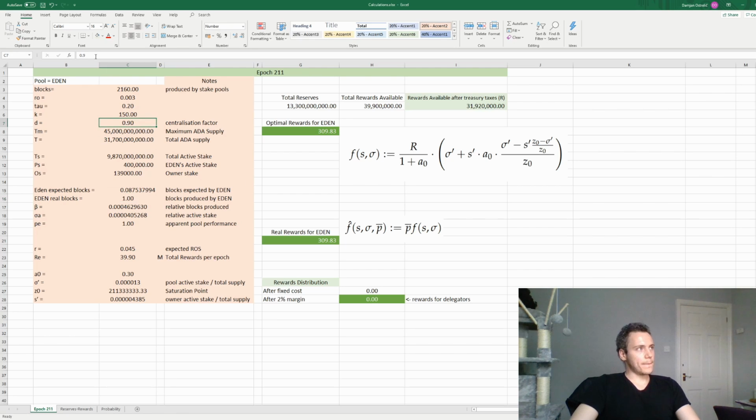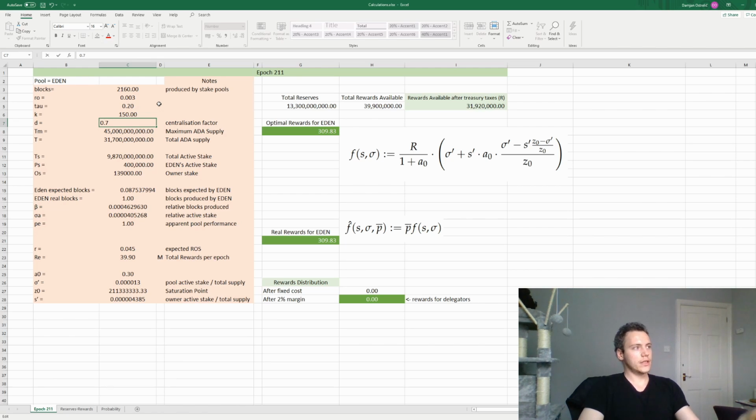Now, this is because of the condition where the apparent performance is set to 1 when d is greater or equal than 0.8. If this pool was to create a block, get lucky with an assignment, when the d parameter is less than 0.8, 0.7, for example, what do you think is going to happen to the rewards? They're going to jump up high.